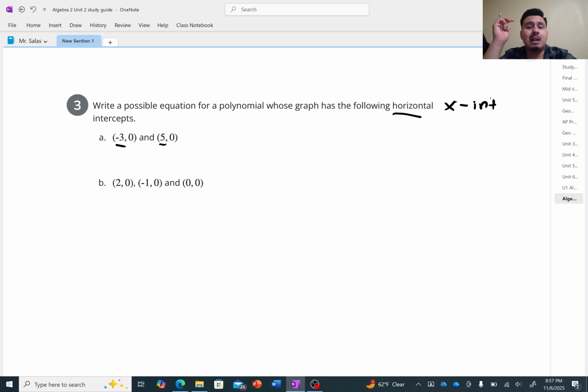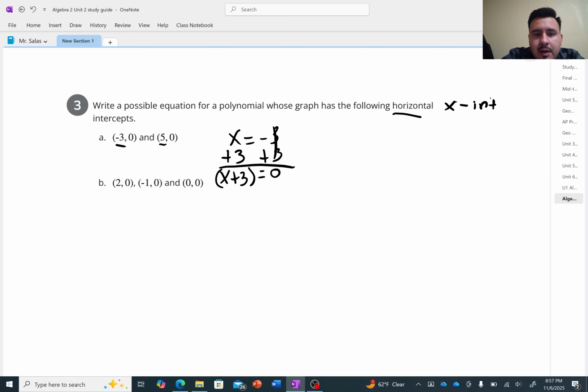Remember, that's telling me where it crosses the x-axis. So I'm going to do the opposite. If I have x is equal to negative 3, how do I get rid of a negative 3? We want to make sure that this side is equal to 0. So I'm going to add 3 on both sides. This gets canceled out, I get a 0 over here, and then I get x plus 3. That's one of my polynomial factors.